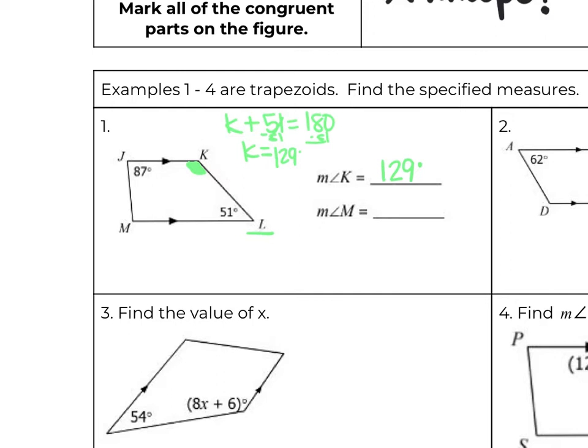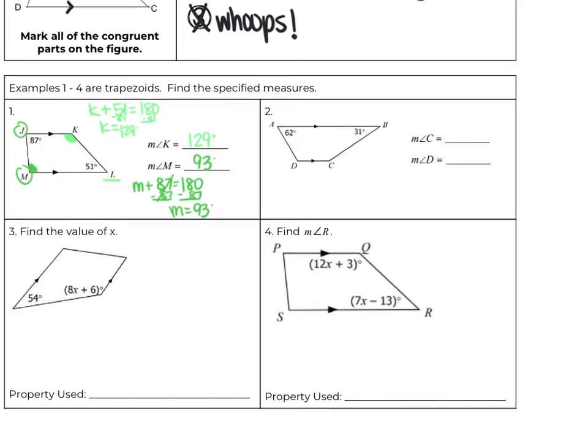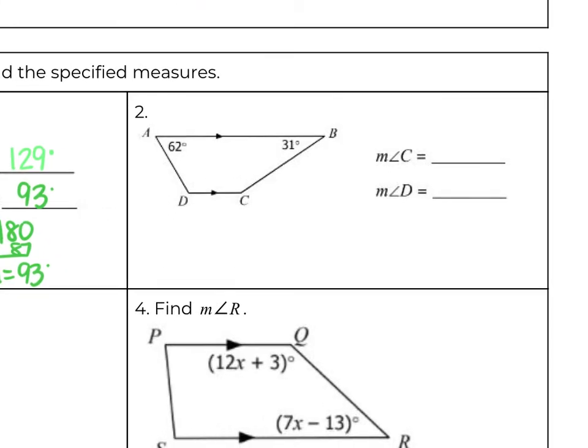Alright, if I was going to find M now, right here, M is supplementary to J, so that means M plus 87 equals 180, and I would subtract 87, M equals 93 degrees. All right, number 2. So basically the same thing here. I would like you to pause the video and try to solve this one on your own.